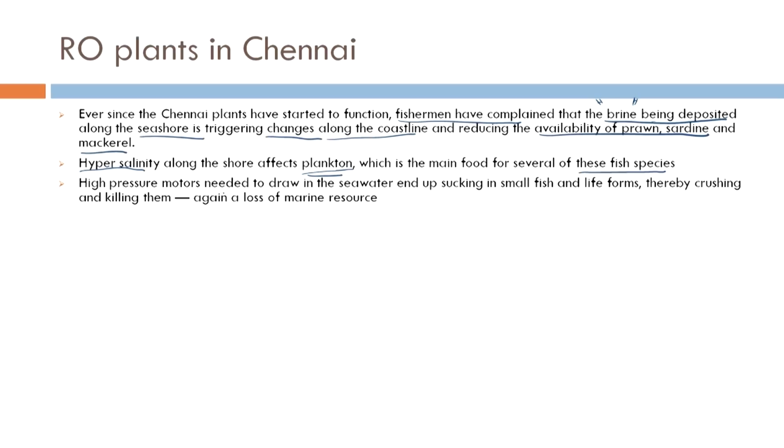High pressure motors which are drawing in the seawater suck up small fish, thereby crushing and killing them. Again, why is this an issue? Because fish are a source of protein and livelihood for many hundreds of people, right? We are slowly but surely killing our sources of food, and also ruining the livelihood of hundreds of people, right?